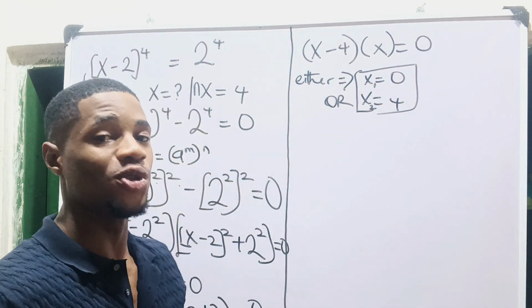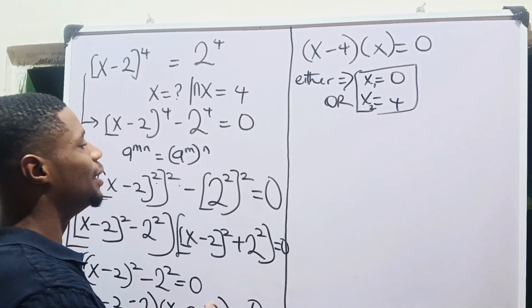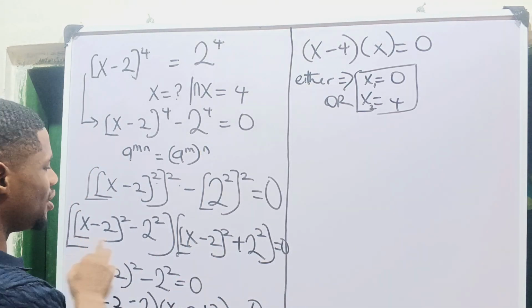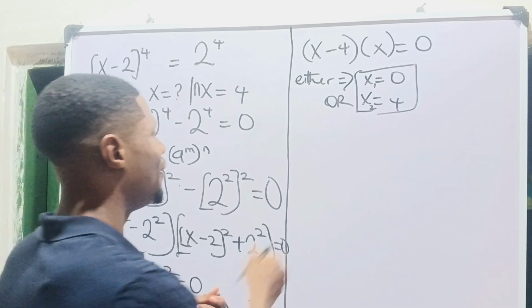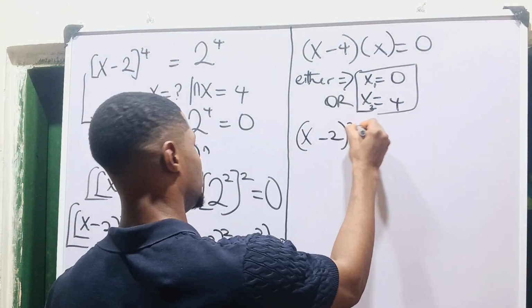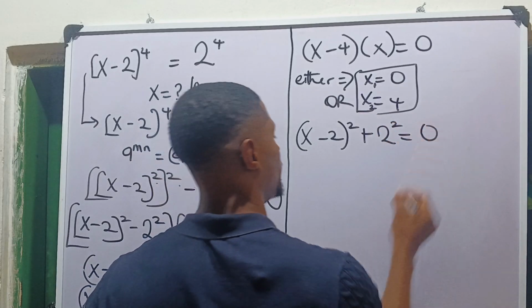Now we have to find the remaining two answers for x. Like I told you, x has 4 answers from the beginning. Now we come back to this place. As you can see, we've solved with this. Now let's solve with this. So we have (x - 2)^2 + 2^2 is equal to 0.